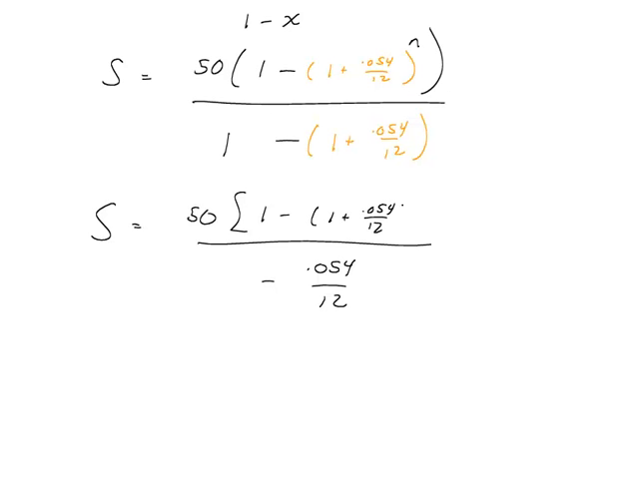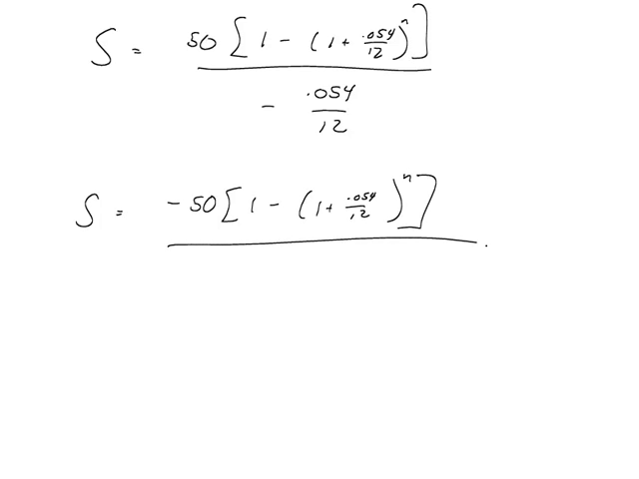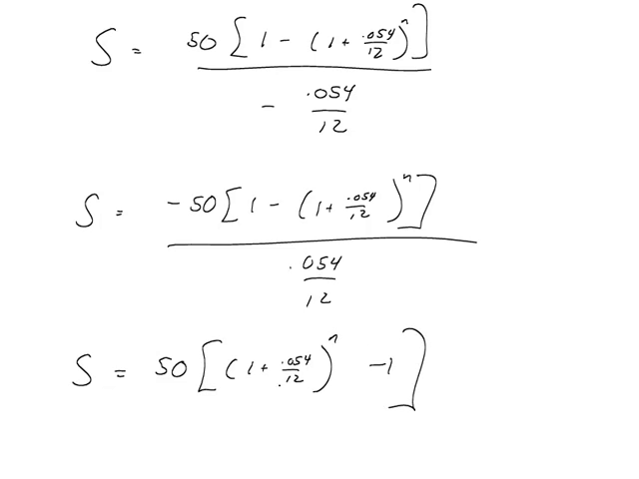But say I don't like having this negative in the denominator, so I'm going to bring it up to the numerator and distribute it. So our sum becomes negative 50 times 1 minus 1 plus 0.054 over 12 to the nth, all over 0.054 over 12. And now I'm going to distribute the minus sign inside. If I bring the minus sign inside of this parenthesis, this becomes a minus 1 and this becomes a positive. And so I'm going to rewrite it by putting in the positive first: 1 plus 0.054 over 12 to the nth minus 1, all over 0.054 over 12.